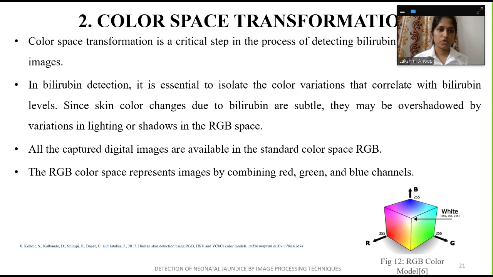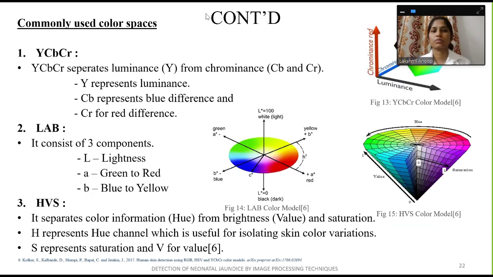Mainly, this color space transformation is done in order to find the channels which show the greater level of yellowness or the greater level of bilirubin in the newborns, and it also reduces the effect of lighting, and thus the image which is captured in the RGB color space is transformed into another color space. The RGB color space represents images by combining red, green, and blue channels. This RGB color space mainly acts as a default color space.